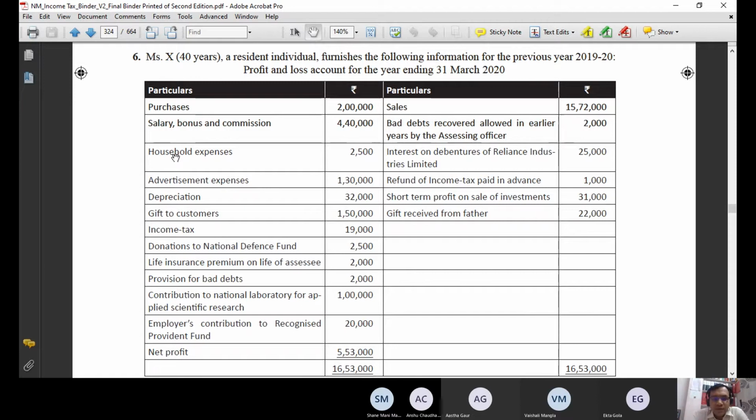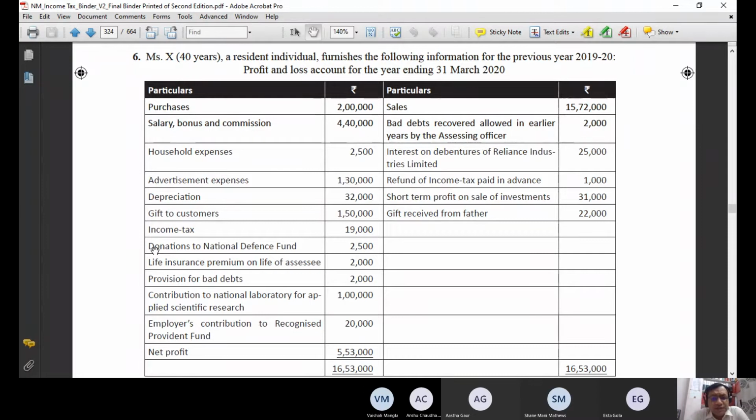Income tax, can you tell me the treatment of income tax? It is shown on the debit side of P&L account. Income tax, what will be the treatment? Sir, it's not allowed as deduction. Why? So section 40 clause A, subclause 2, I think, but that is not necessary. But at least you know that it is disallowed as per section 40 clause A. I will add it back.